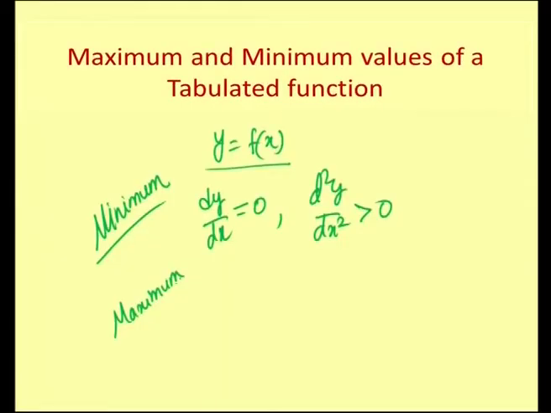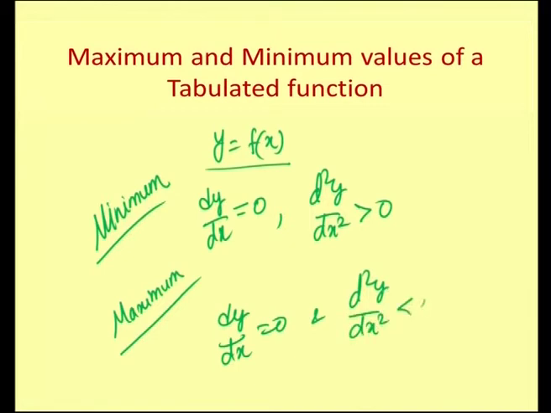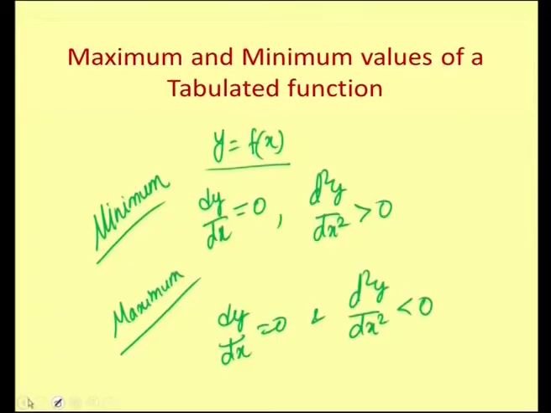Similarly, for the maximum value of y, we again equate dy by dx equal to 0 and check whether d square y by dx square is less than 0. If d square y by dx square is less than 0 for the respective values of x, those values of x substituted in y give you the maximum value of y. This is usually done with y equal to f of x.